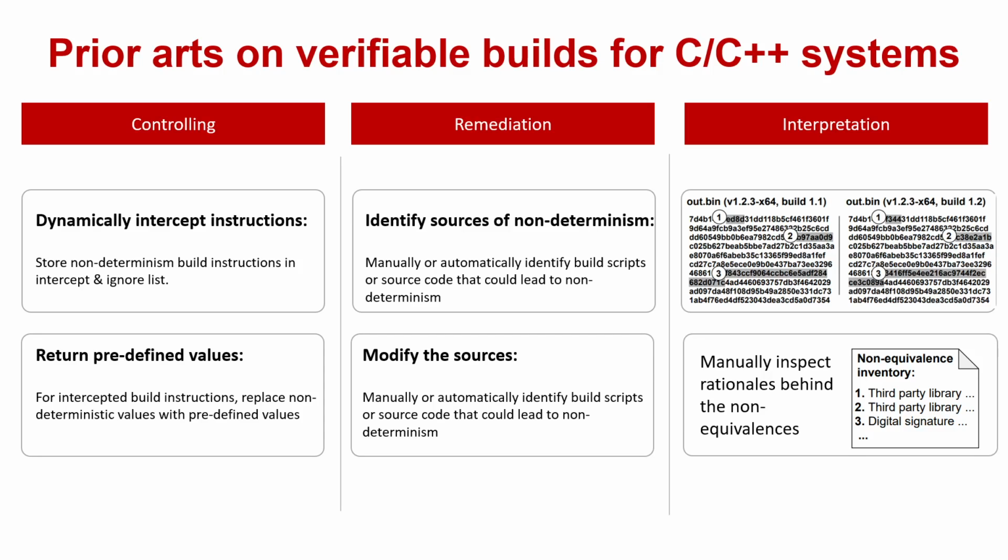Remediation is first to identify the sources of non-determinism, manually or automatically finding the problematic source code or build scripts. Then we modify the source code or build scripts to eliminate the non-determinism. Last, interpretation is to tackle certain special cases where non-equivalences are preferred, such as obfuscation. We manually inspect the rationale behind the non-equivalences and ship it along with the build packages.